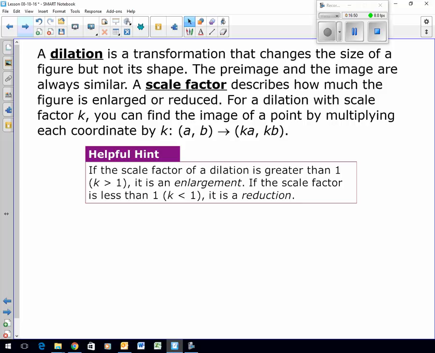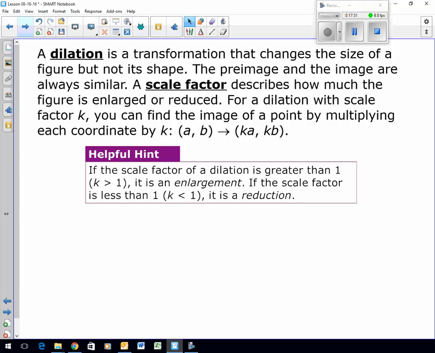A dilation is not an isometry because the size of the figure changes. Okay? And here's how it changes. We do what's called a scale factor. We apply a scale factor. It describes how much the figure is enlarged or reduced. For a dilation with a scale factor K, you can find the image of a point by multiplying each coordinate by K, such that (a, b) would turn into (K times a, K times b). Makes no sense. I'll explain it to you.